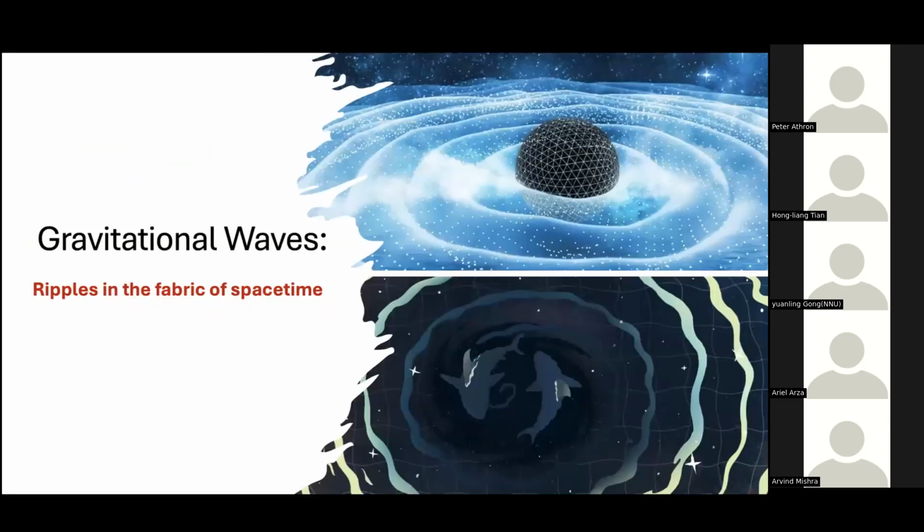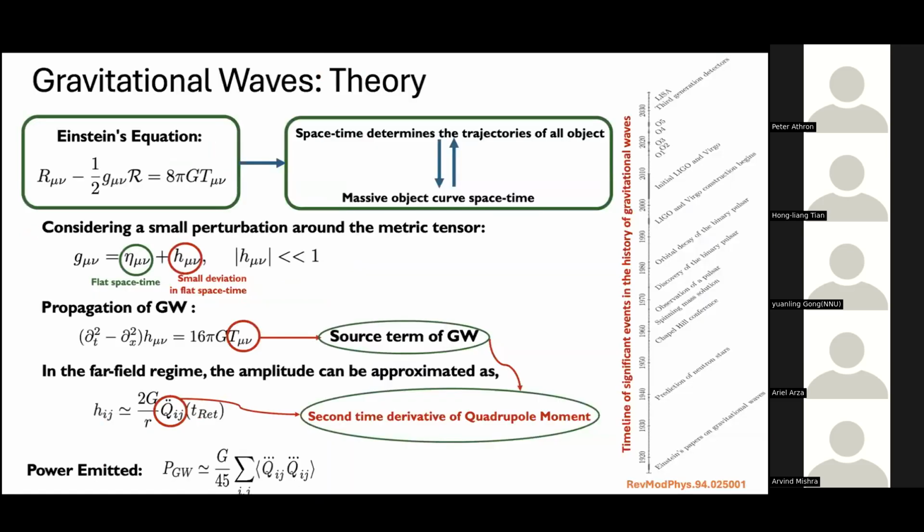So now let me talk a little bit about gravitational waves. What actually is a gravitational wave? One can start with the Einstein equation, which shows how space-time determines the trajectory of all objects, or in other words, how a massive object curves space-time. Now, if we consider a very tiny perturbation around the metric tensor as shown in this equation, here eta mu nu represents the flat space-time, and h mu nu is a very small deviation from the flat space-time.